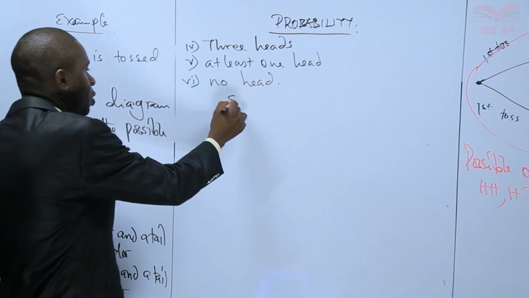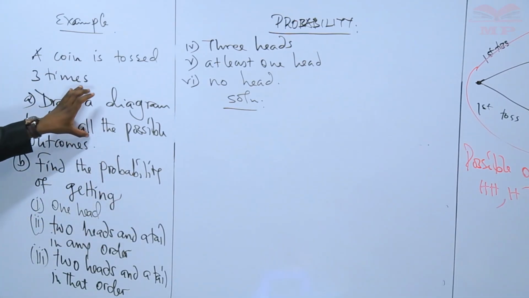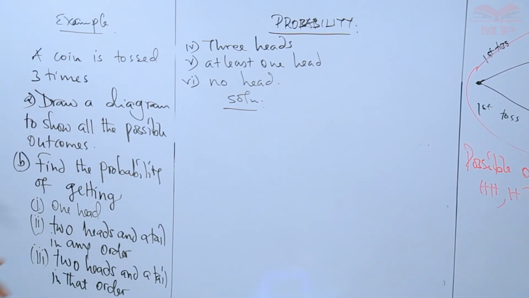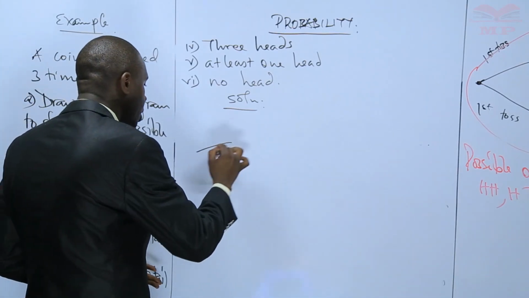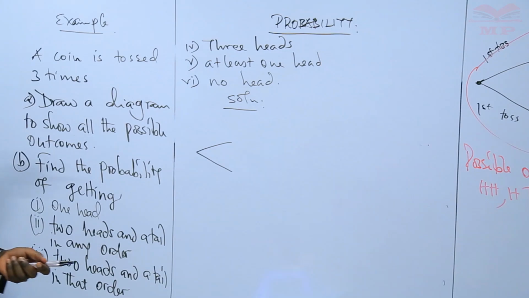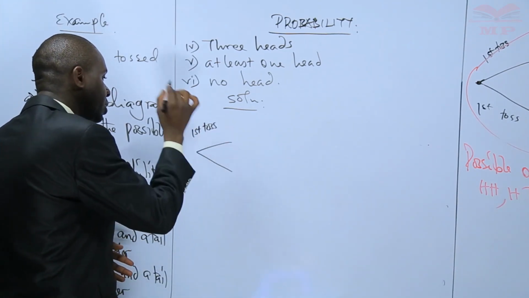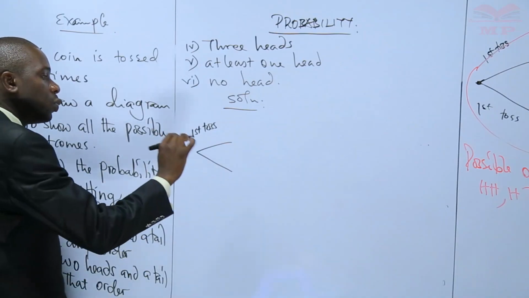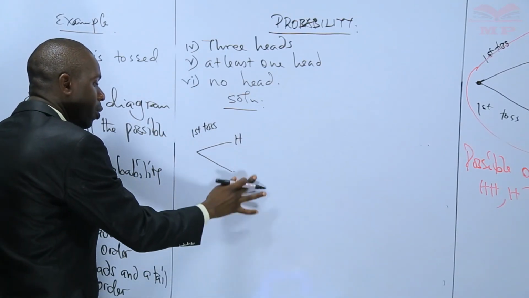So, solution. We are told that the first thing we're supposed to work on is to draw a tree diagram. So we have to draw that diagram, and it's simple. We'll start by that. We are told the toss is 3 times. So our first toss will give us only 2 options, either a head or a tail.